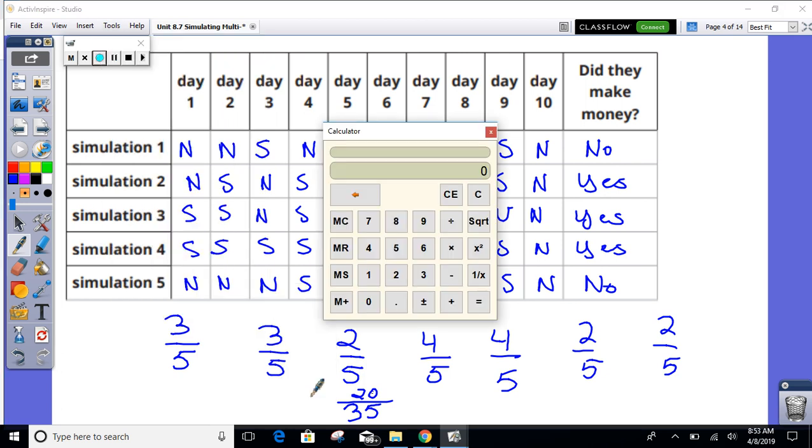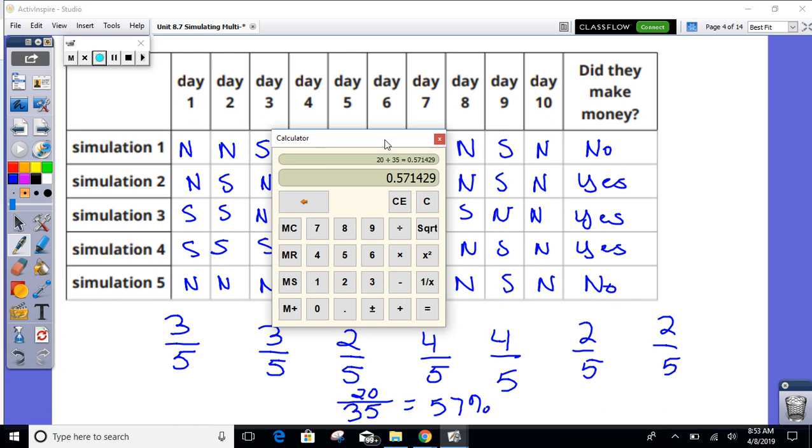Okay, so let's see what that would be. 20 out of 35. What percent is that? 57. So we got a 57% chance. So we got a much higher chance than some of us got individually.